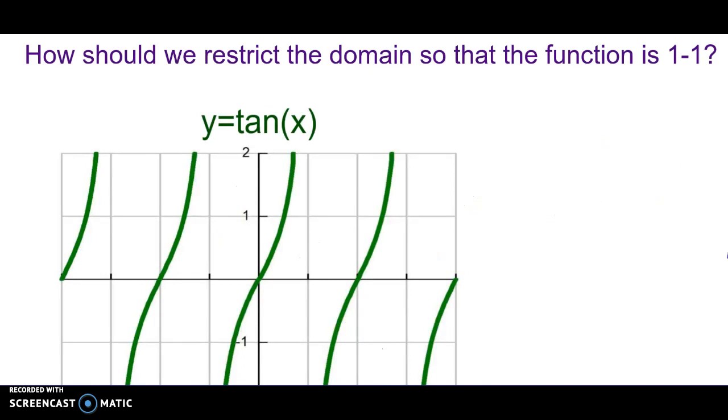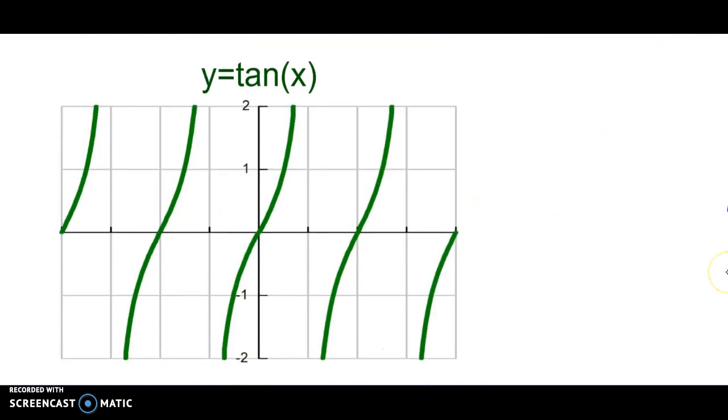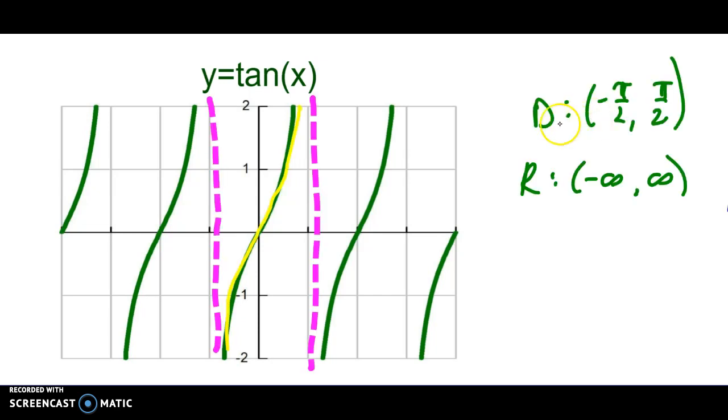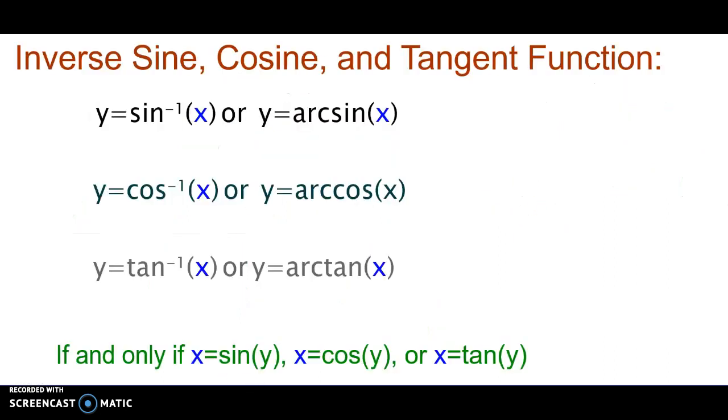For tangent, same thing. Go ahead and see if you can come up with a restricted domain here. Remember, because we have these vertical asymptotes at negative pi halves and pi halves, our restricted domain would go from negative pi halves to pi halves, not included because of the asymptotes. Our range is from -infinity to infinity.